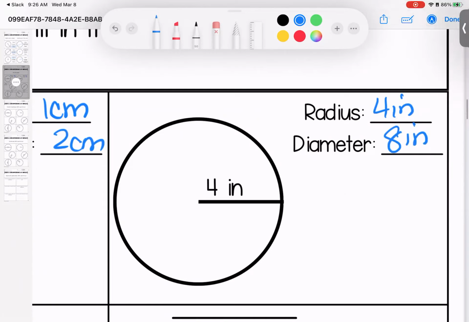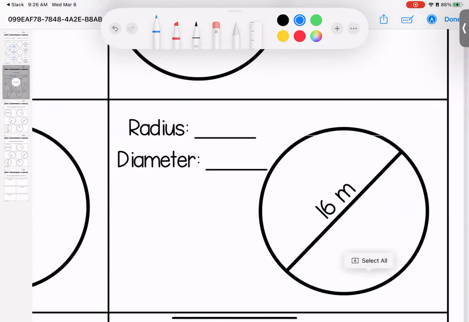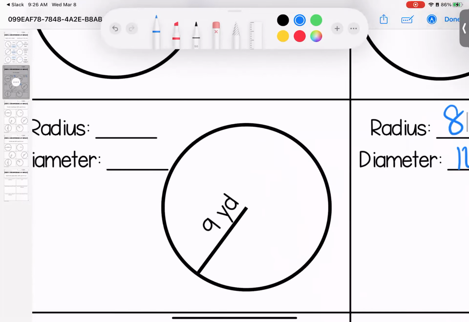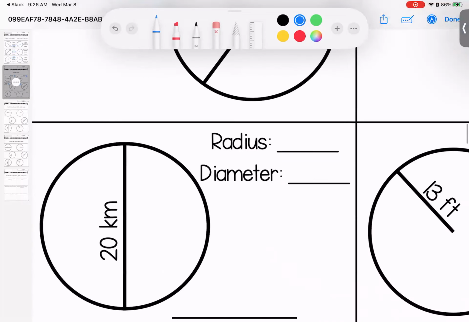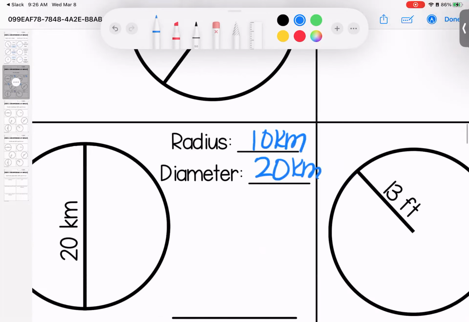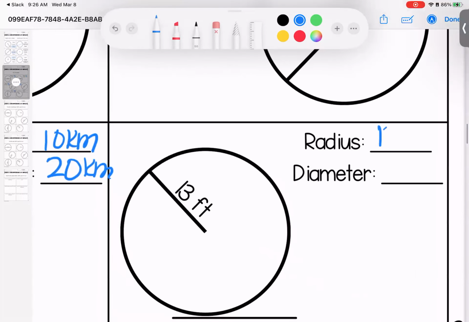It's 8 inches. We have a 16-meter diameter. Cut it in half. 8 meters would be our radius. We have a 9-yard radius. Double it for diameter. 18 yards. We have a 20-kilometer diameter. Half that. 10 kilometers for the radius. And here we have a 13-foot radius, double it, 26-foot diameter.